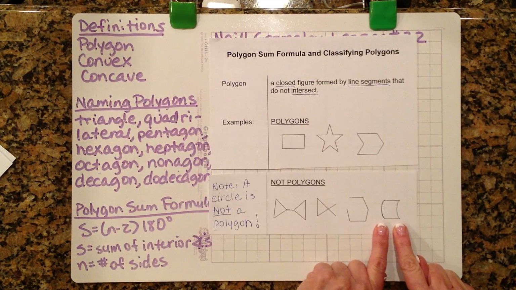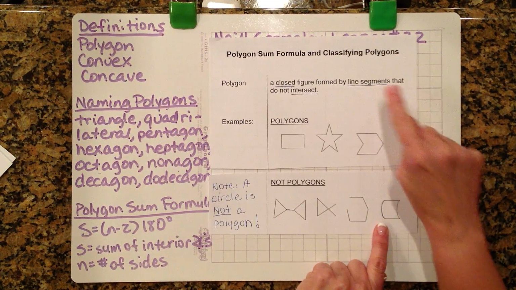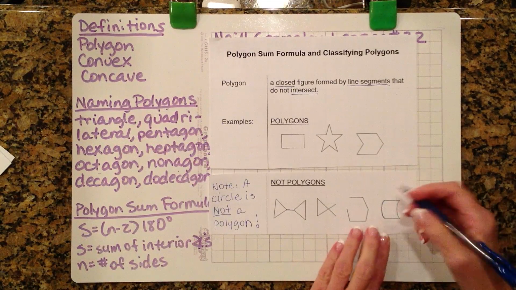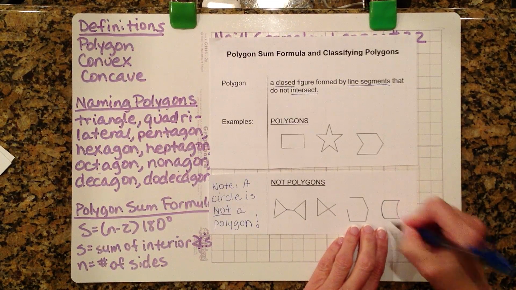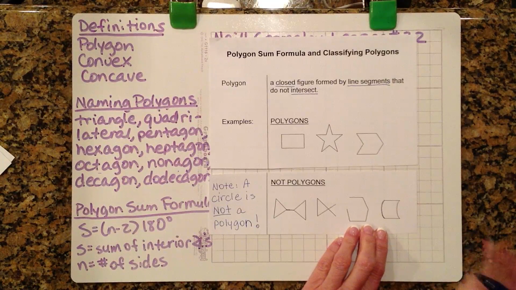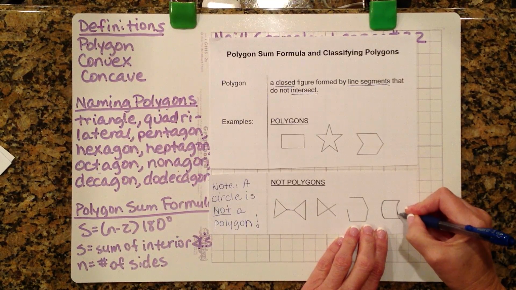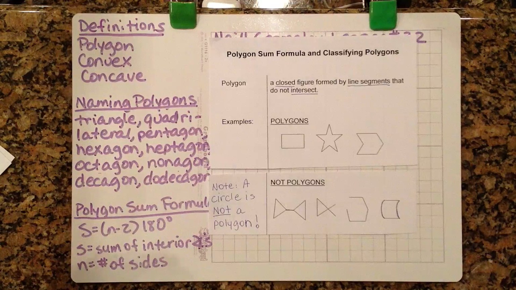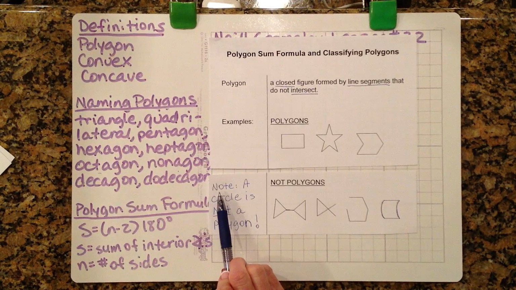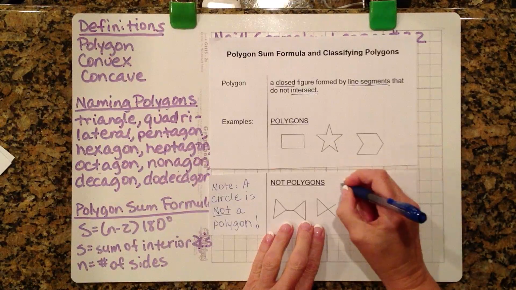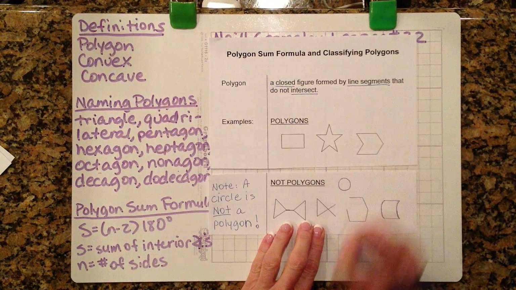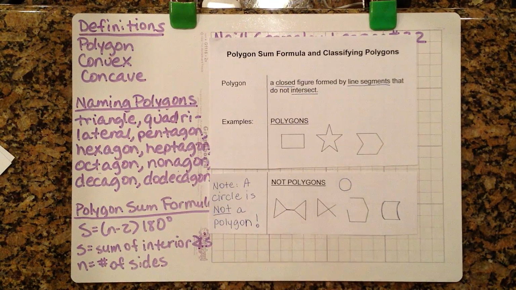This figure is not a polygon because it has to have line segments. If you notice, this part right here is curvy, like a circle. And this part is curvy. There are no curved parts to a polygon. They're always going to be straight line segments. So note, a circle is not a polygon. So if you see anything circular at all, no, that is not a polygon.